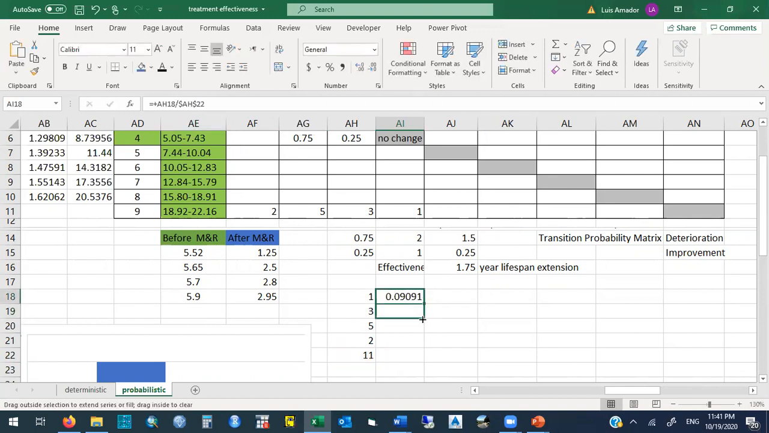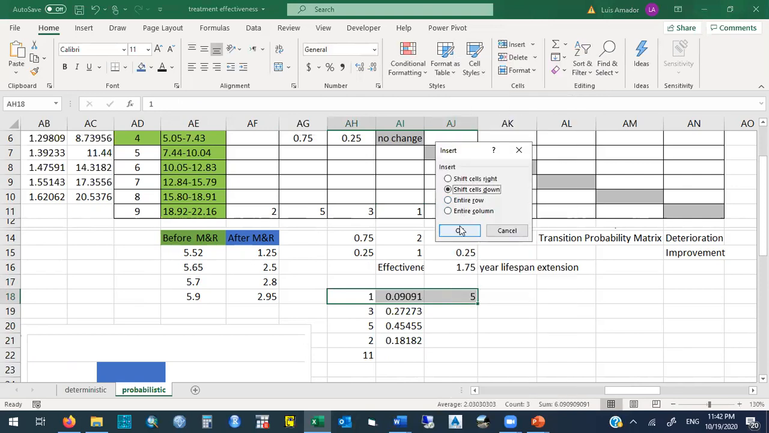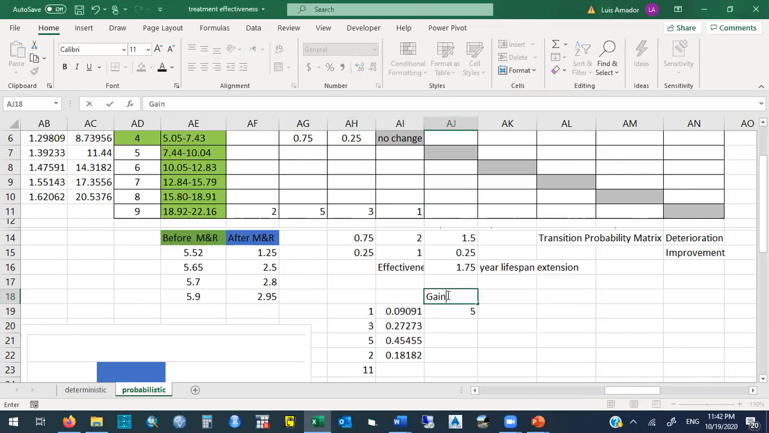It's a 9%. And this one has gain. I'm gonna count again. One, two, three, four, five. So this one has gained 5 years. That's the gain in years. This is the percentage, and this is the count.